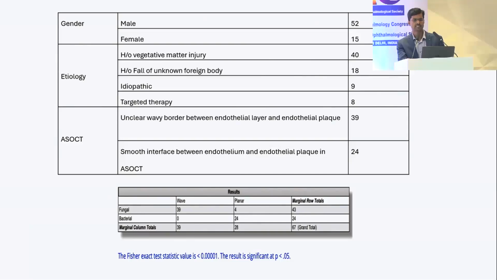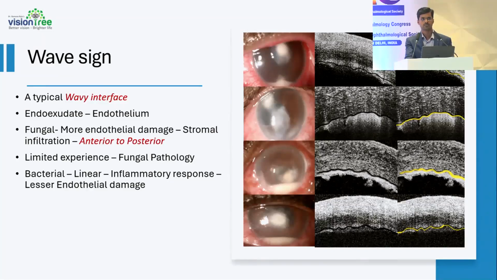Among the 67 cases, 52 are male and 15 are female, and injury with vegetative matter is seen in most of the cases of fungal keratitis, and idiopathic cases are 9 cases. In 39 cases, that is more than 90% of the cases, an unclear wavy border is seen between the endothelium and endothelial plaques, and a smoother planar surface is seen at the junction in 24 cases. So a wave sign is typical in fungal keratitis. It is seen at the junction between the endothelium and the endoexudate.